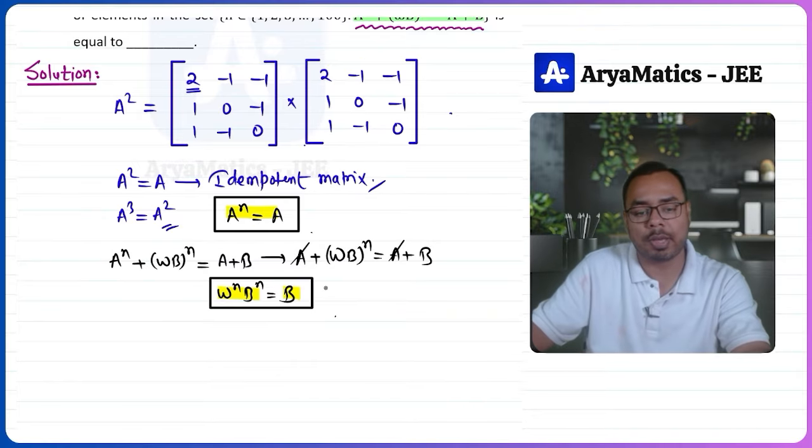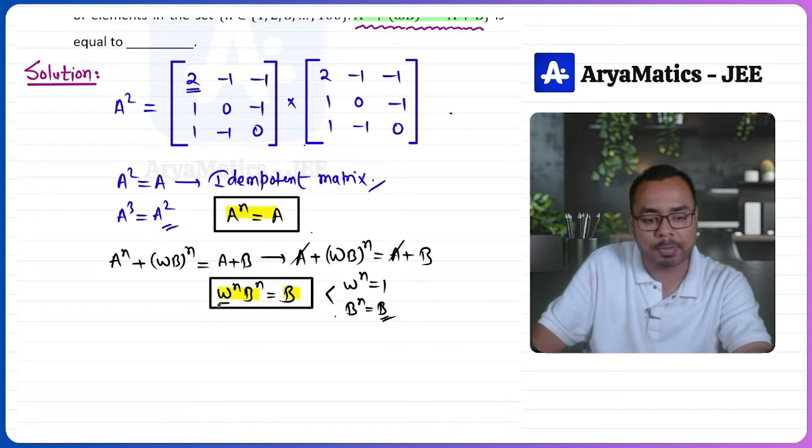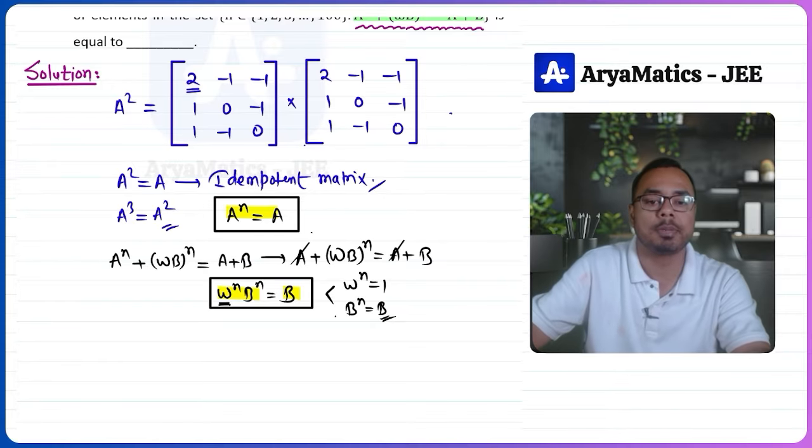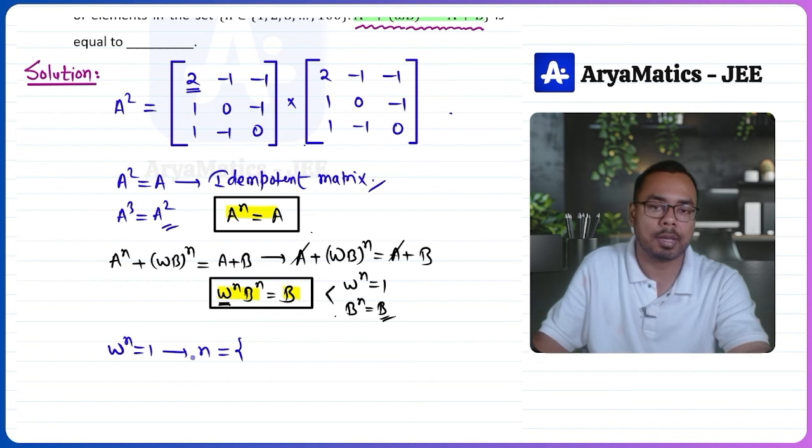Also, from this one equation, you can write two equations. One is that omega raised to n must be 1, and B raised to n must be B, right? Because omega is the complex cube root of unity. So if I equate the coefficient of this matrix, omega raised to n must be 1. If omega raised to n is 1, this will imply that n must be a multiple of 3, right? Omega cube is 1.